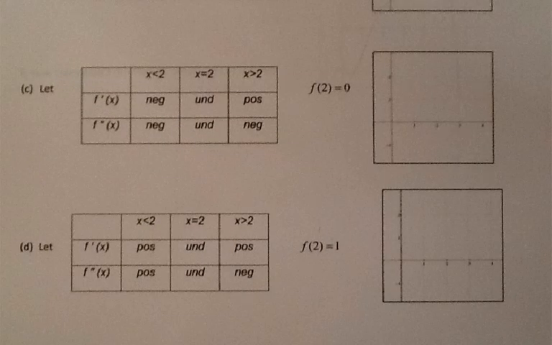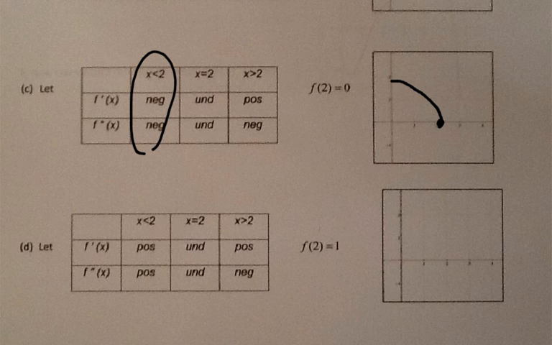Alright, C. Go ahead and pause the video, try it on your own, and then you can check against mine. We have the point 2, 0, so that's going to be right here on the x-axis. I have, when x is less than 2, negative first derivative and negative second derivative. That means that I am decreasing and concave down. So that means it's going to need to start from above, decrease to that point, and it should be kind of like an upside down bowl.